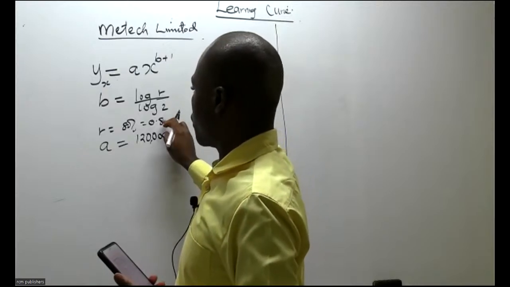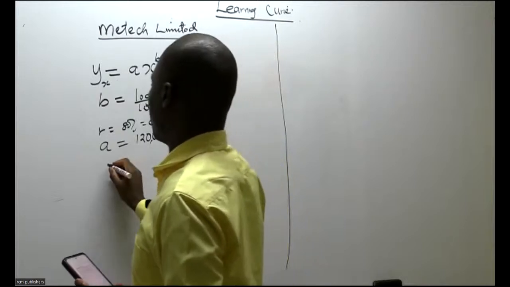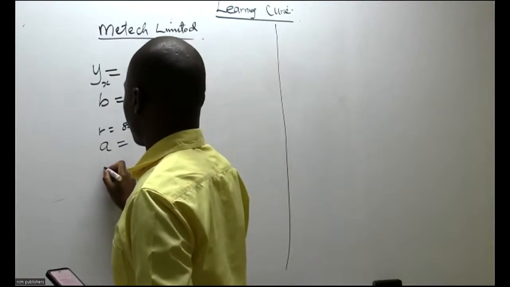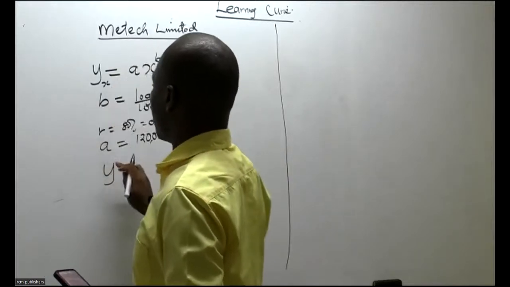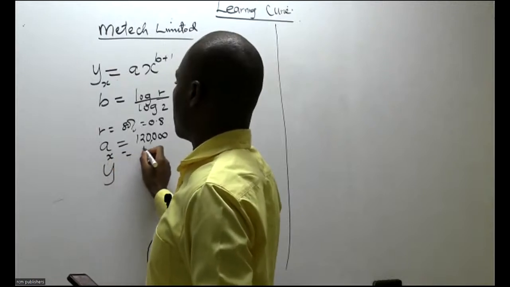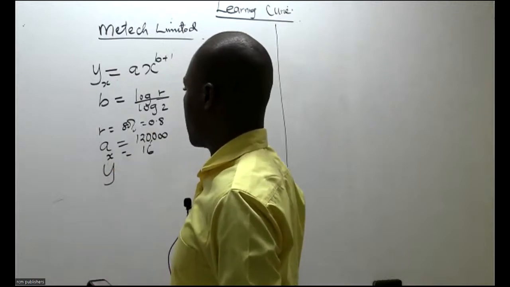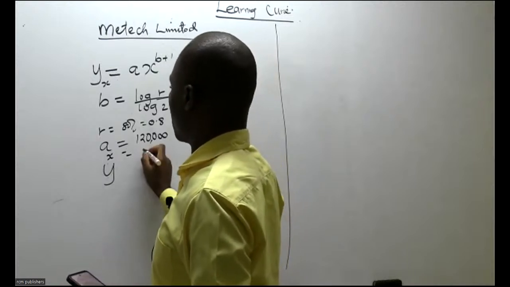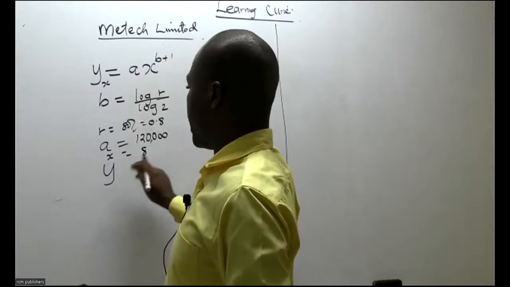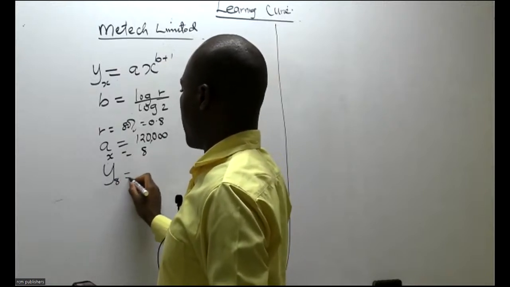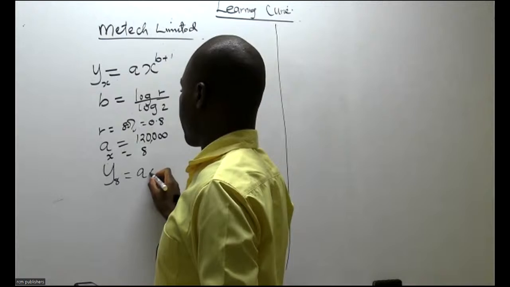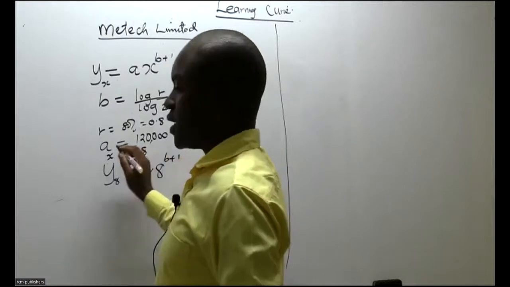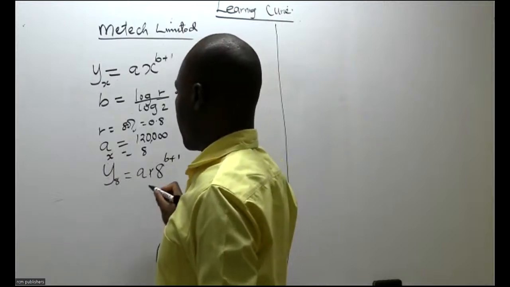Do we know how we are going to use this 0.8? We need to get the value of b. For the total, our x is equivalent to 16, but we are told the first 8 batches. So with x of 8, our y at 8 will be equivalent to a times 8 raised to power b plus 1. So let's get the value of b.